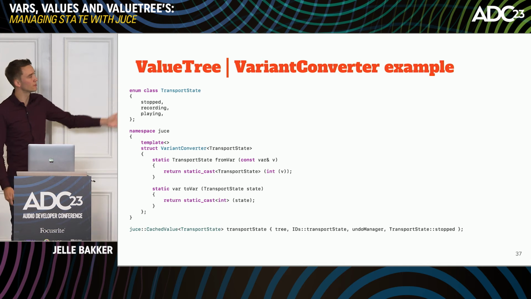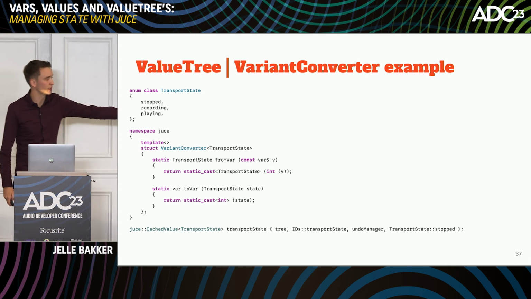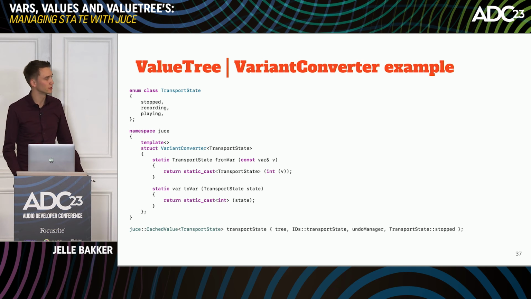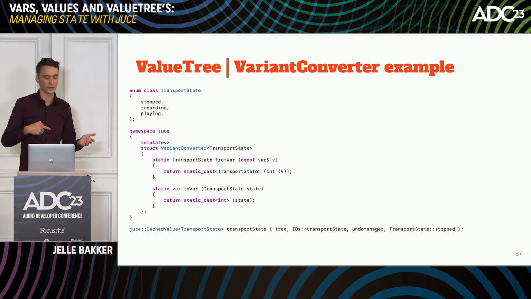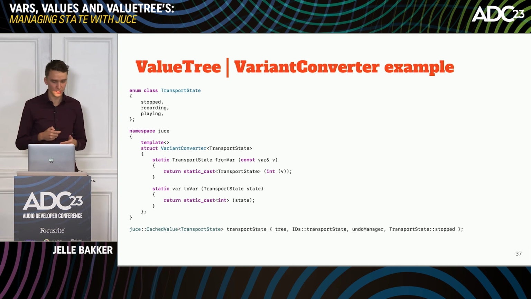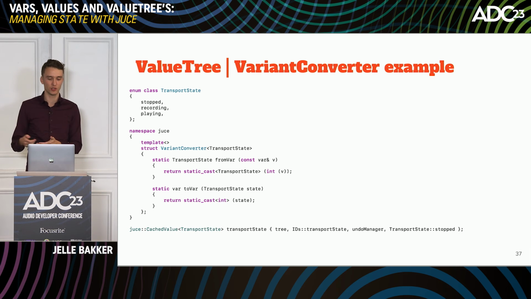Let's say we have an enum, transport state, 3 states, and you want to use it in a cached value. Then you can write this template variant converter that gives you the option to convert your var into an enum and also the other way around. So this allows your enum to be stored in your value tree as an int, but you can use it as an enum.